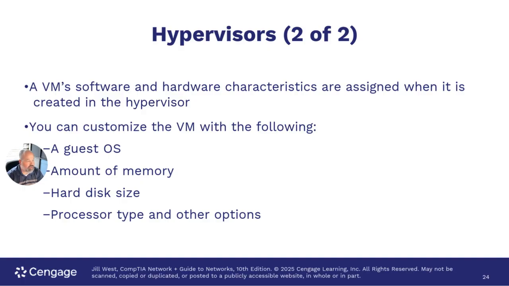When creating a VM, you get to play computer architect. You assign the guest OS, the amount of memory, the hard disk size, the processor type, and other options. It's like building a custom computer, but without the risk of electrocuting yourself or losing tiny screws under your desk. The hypervisor handles all of the resource allocation, so you can focus on the fun stuff, like deciding whether your virtual machine needs 4 gigs or 8 gigs of RAM.